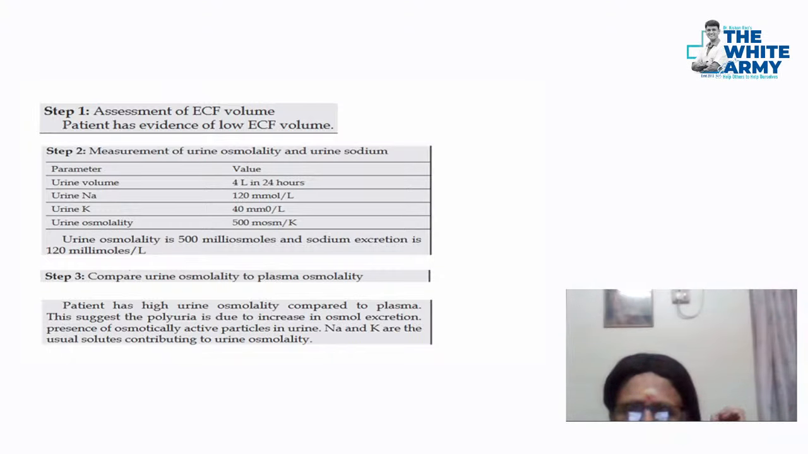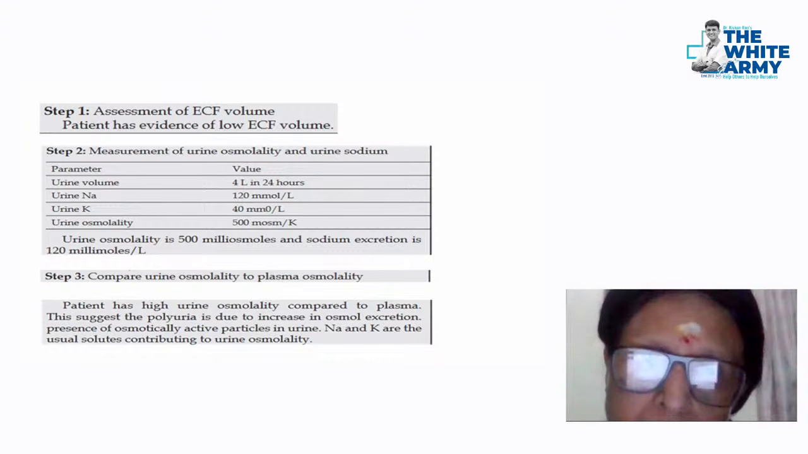And if you compare that with 2 times urine sodium plus potassium, 120 plus 40 is 160, 2 times 160 is 320. The urine osmolality is much higher than 2 times sodium plus potassium. That indicates the polyuria here is not due to increased excretion of sodium and potassium. It is due to some other osmotically active particle in the urine.